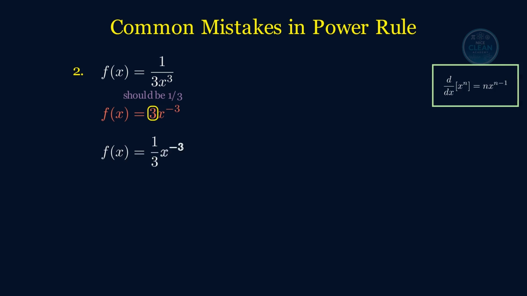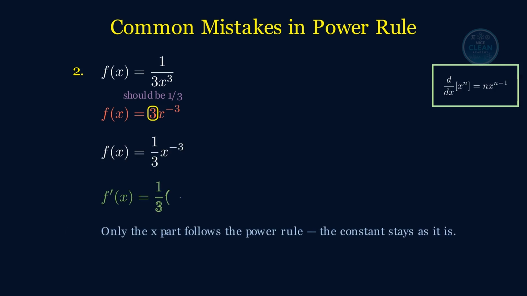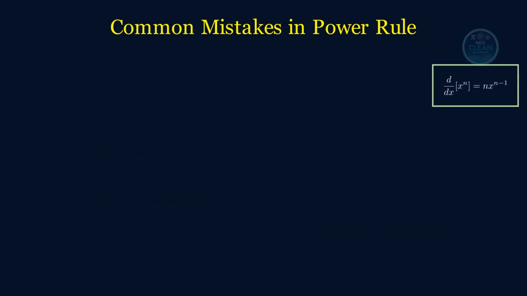Then apply the power rule. The derivative becomes 1/3 times negative 3 times x to the power of negative 4. Boom, correct.